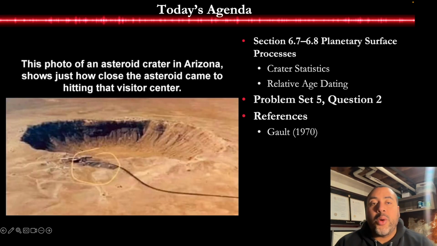On today's agenda, we will be wrapping up chapter number 6, going into crater statistics and relative age dating, also known as chronology. We will explore portions of problem set 5, question number 2, and if you're interested in learning more about any of the topics discussed today, a key reference that I recommend is Gault 1970.